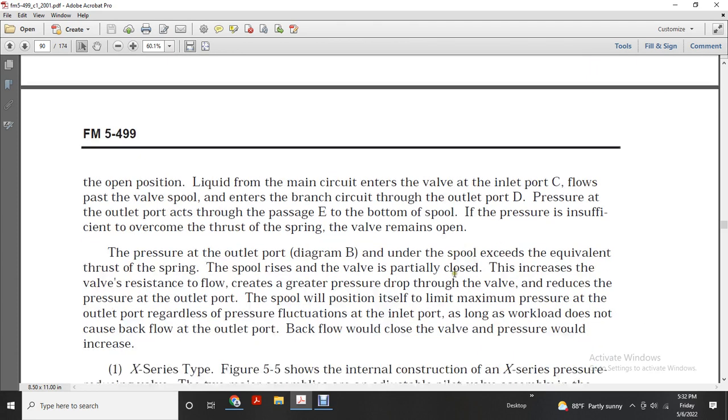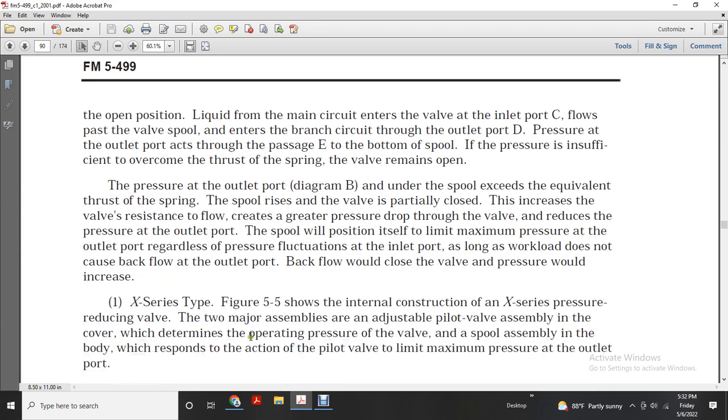When the pressure at the outlet port in diagram B under the spool exceeds the equivalent thrust of the spring, the spool rises and the valve partially closes. The resistance to the flow creates a greater pressure drop through the valve, reducing the pressure at the outlet port. The valve maintains the maximum pressure at the outlet port regardless of fluctuation in the inlet, as long as the workload does not cause backflow over the outlet port. Backflow would cause the valve to close, and pressure would increase.